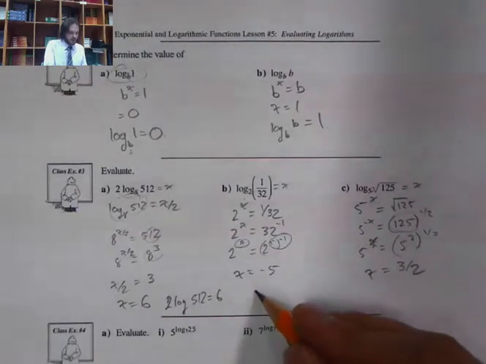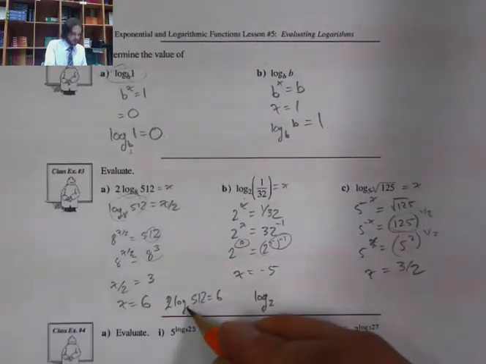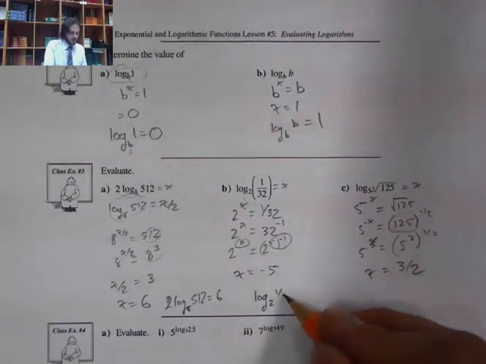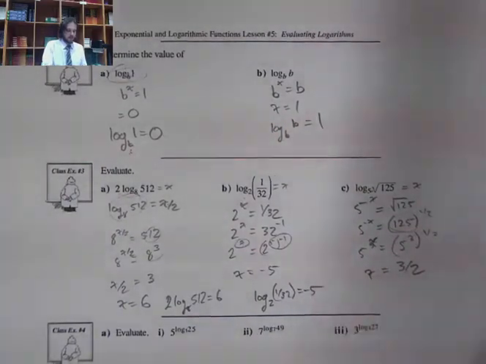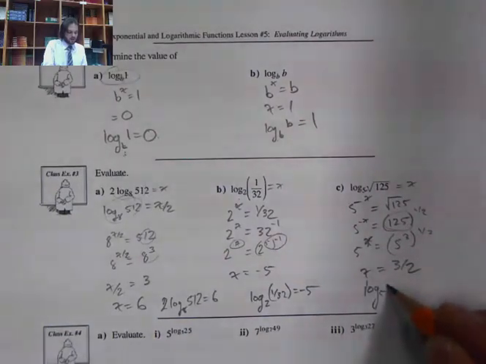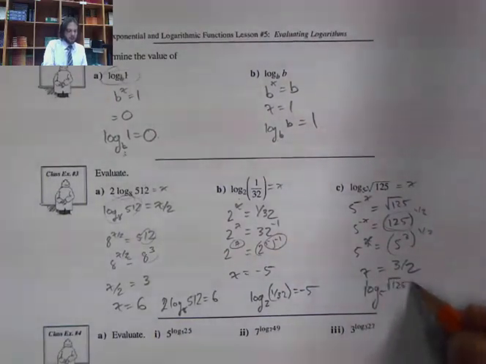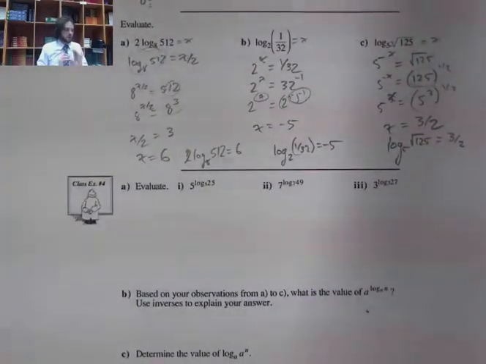So my final answer here is log base 2 of 512 is equal to 6. Here we get log base 2 of 1 over 32 is equal to negative 5. And here I get log base 5 of the square root of 125 is equal to 3 over 2. So that's how we solve those. Every time we just isolate for x.